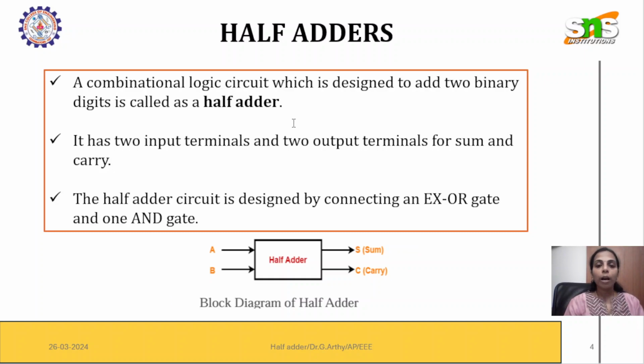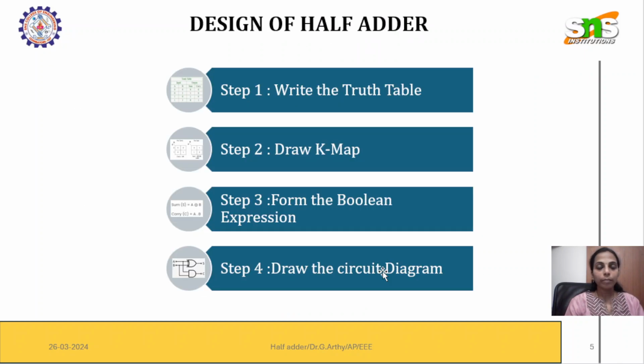Now coming to the half adder, it has two inputs and two outputs. One is the sum and the other is the carry. It can be realized using an XOR gate and an AND gate. Now we are going to design a half adder. What are the design procedures? Here the step-by-step procedure is mentioned.